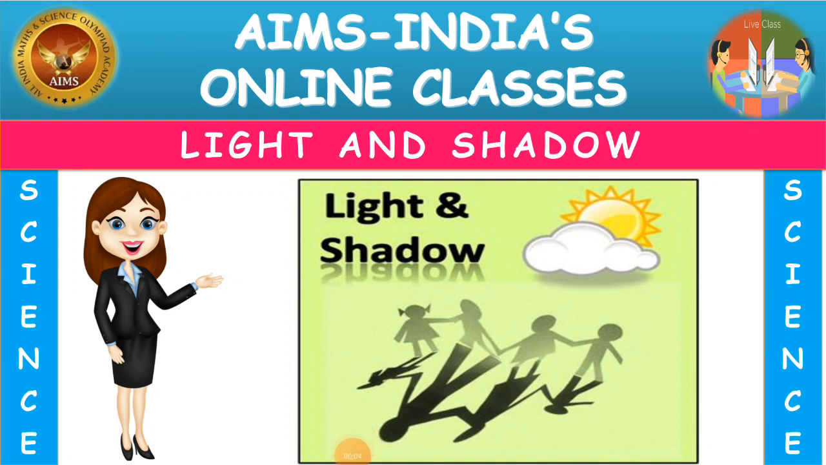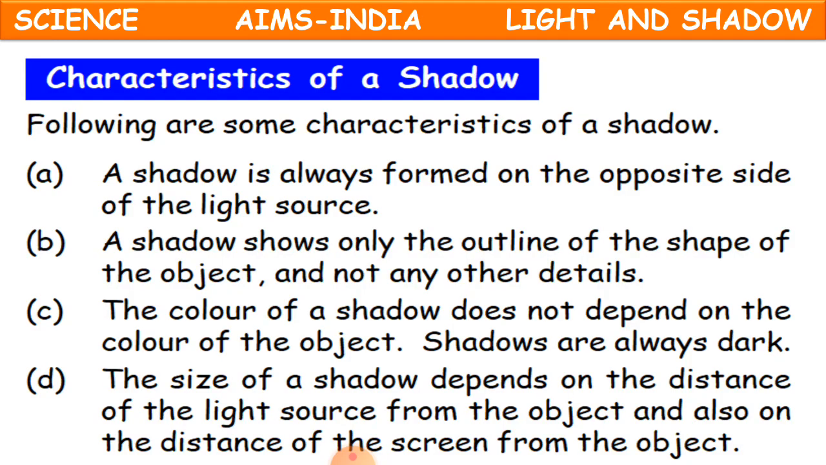Today, from our science subject, we are going to continue our lesson, light and shadow. Okay, children. In the previous session, we discussed light and we also learnt what a shadow is. So, today we will be continuing about shadow. The characteristics of a shadow.